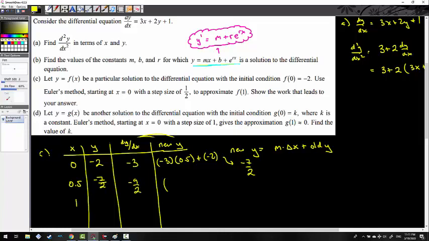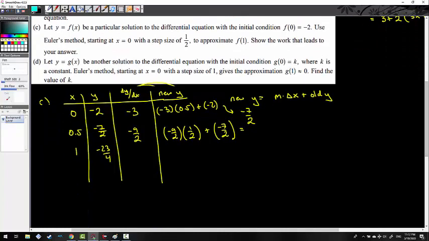To get the new y, it's going to be m, which is dy dx, -9/2, times delta x, which is going to be 1/2, or 0.5, plus the old y. Well, the old y was -7/2. And then after all this mumbo-jumbo is done, you end up getting -23/4. Please be careful. You are actually done when you find out what that is. Don't go any further, please. f of 1 is approximately equal to -23/4. And you're done.